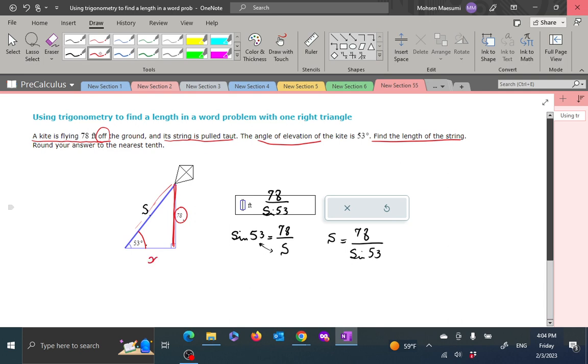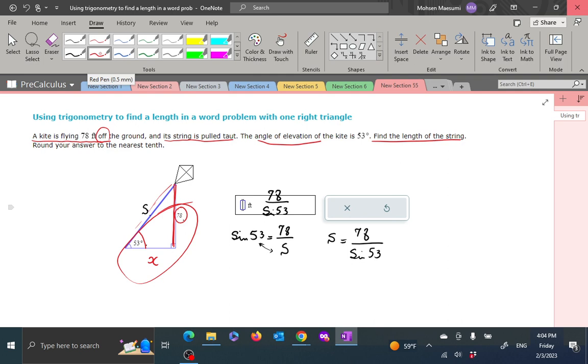Perhaps you can look at X. What is it that connects these three? So you say, what now? What trig relation connects the angle 53 to X and that? Well, read it out loud. This is adjacent. That's opposite. Angle, adjacent, opposite. Who connects the three of them? It is tangent. Tangent of 53 is 78 over X. So X becomes 78 over tangent of 53.